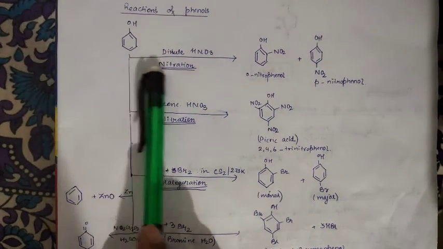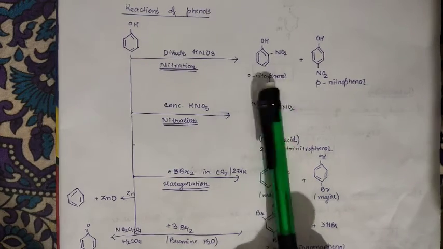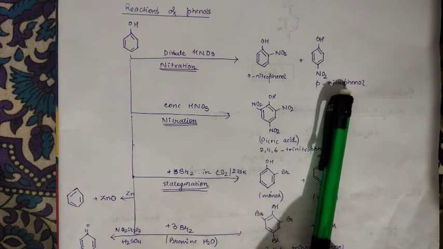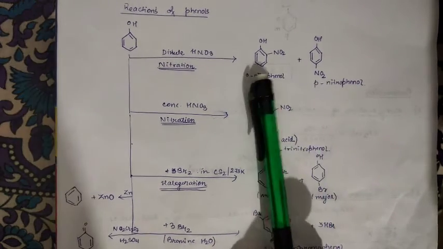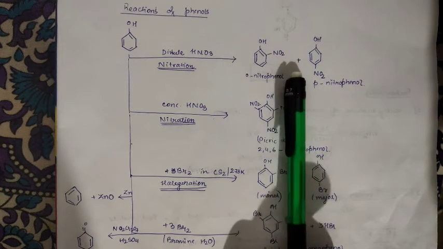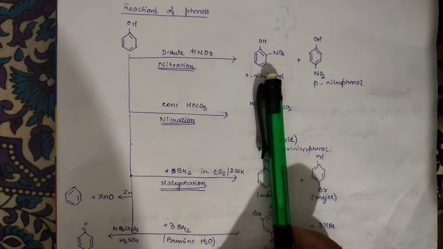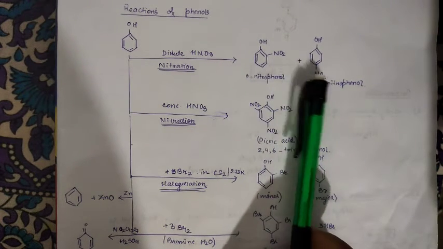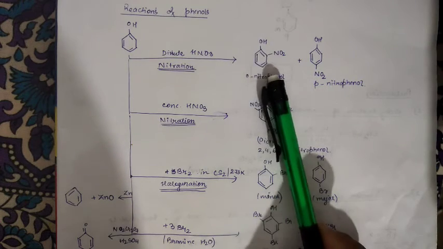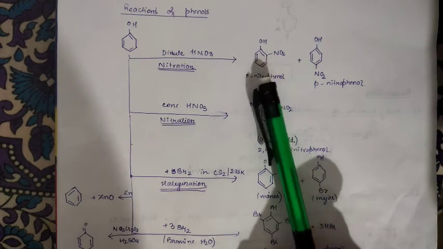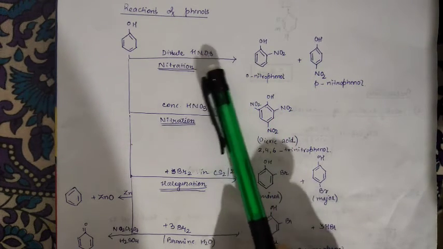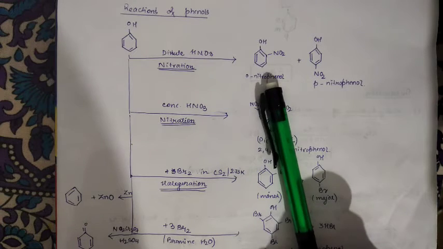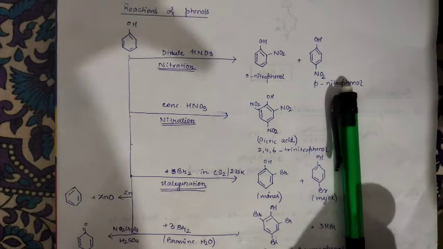Now when dilute nitric acid is used you will get orthonitrophenol and paranitrophenol. Okay, so these are the products that you can get. We are going to study them in detail, but let me give the summary first. So after using dilute nitric acid you will get orthonitrophenol and paranitrophenol, that is the case.